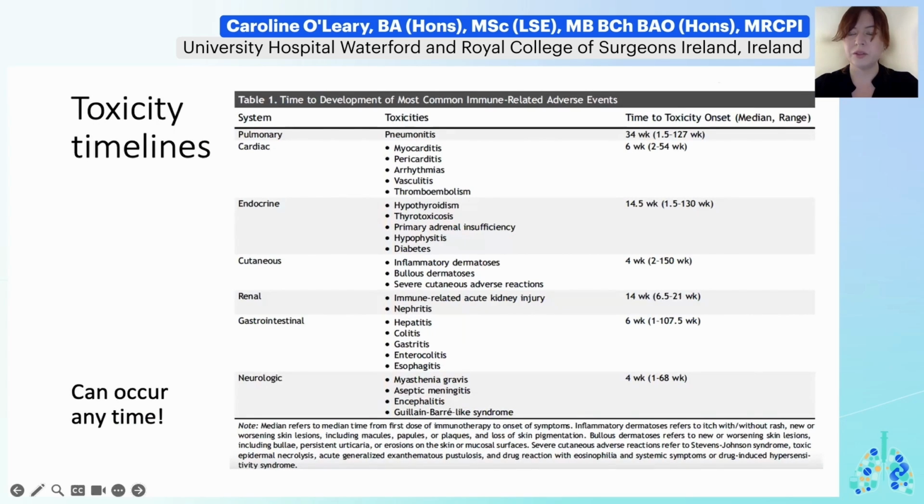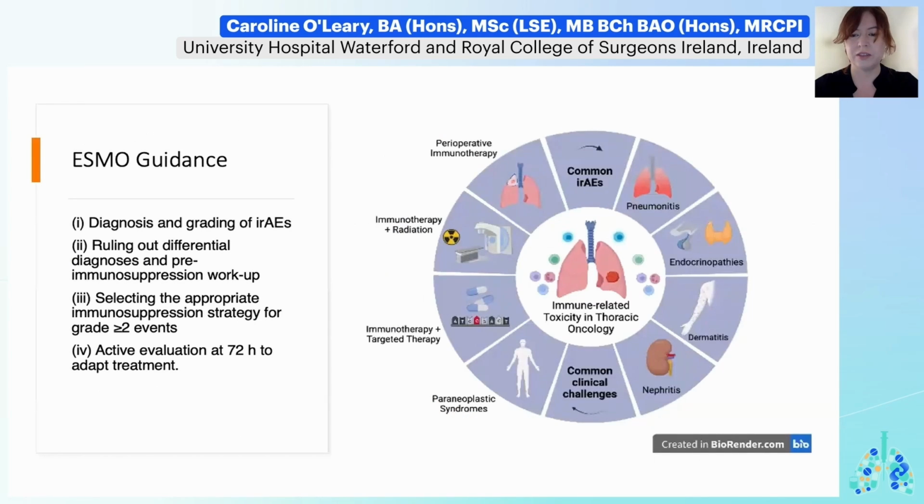One of the most interesting and unusual things about immunotoxicity is that it can really occur at any time. Some patients can get severe toxicity after only 1 or 2 doses, while it has been noted that patients can develop immunotoxicity symptoms months after their last dose of treatment. As you can see from the time to toxicity here, the range can be up to 127 weeks recognized in pneumonitis, 130 weeks in endocrinopathies, and 107 weeks in gastrointestinal. So once a patient has received this treatment, there's no real time when they're hypothetically out of danger of developing these, as far as we know, although obviously given the newness of these drugs, this is still being followed up.